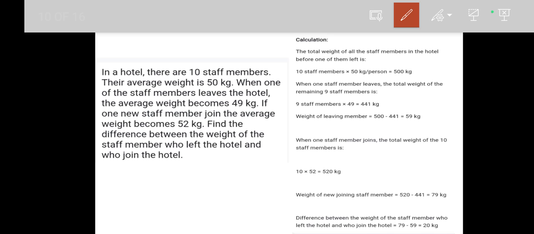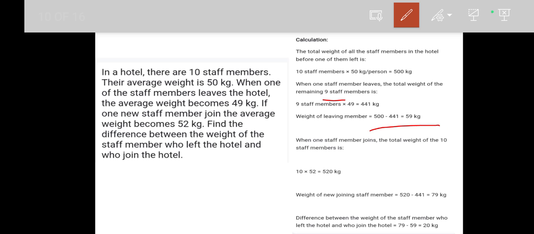Now when one person leaves, the total remaining staff will be 9, right? So we have 9 staff remaining. Their average weight is 49. So 9 into 49 will be 441. The total weight of 9 people will be 441. So we can find the weight of the leaving member. Initially the weight was 500, then it reduced to 441. So we can find the leaving person's weight as 59 kg, that is 500 minus 441.